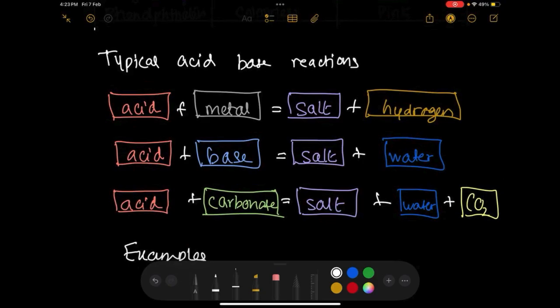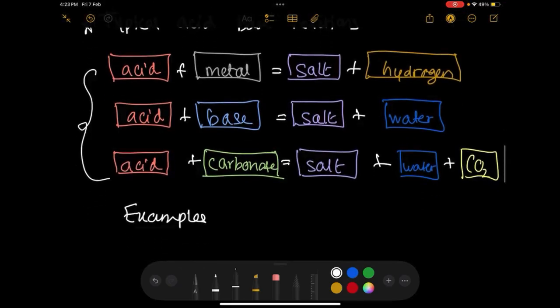Now we look at typical acid-base reactions. So acid plus metal always forms salt plus hydrogen. This is very key to remember. Kindly note that down. And acid plus base is equal to salt plus water. And acid plus carbonate is equal to salt plus water plus carbon dioxide.